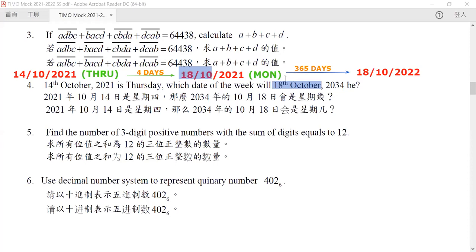Now we know that 365 days is exactly equal to 52 weeks plus 1 day. The weeks are not important at all, because we all know that after a week, if you are on Monday, it will always give you back a Monday. So this is not important. All that is important is the 1 extra day. So it will go from Monday to Tuesday.